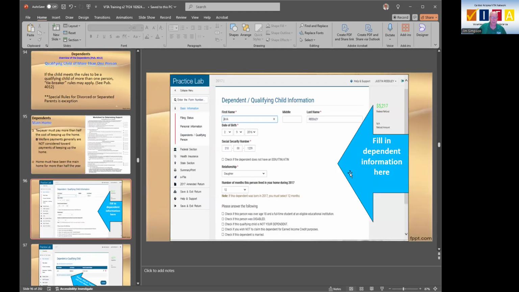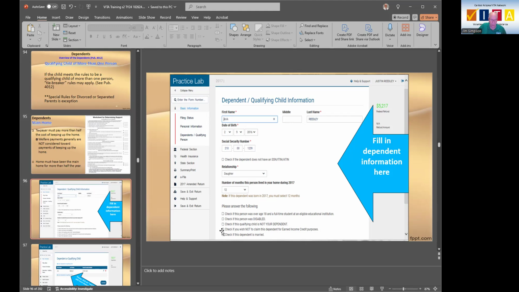Here are the tax software screens that you're going to get to, where you're putting in a dependent. Here's where you're going to put in the dependent information and their social security number. You'll choose the relationship and how many months they lived with you. There's a little note down here, from an older screenshot, but it's the same screen. It'll say if the dependent was born in 2024, you must select 12 months. So even if they were born in December 2024, they're considered your dependent all year.